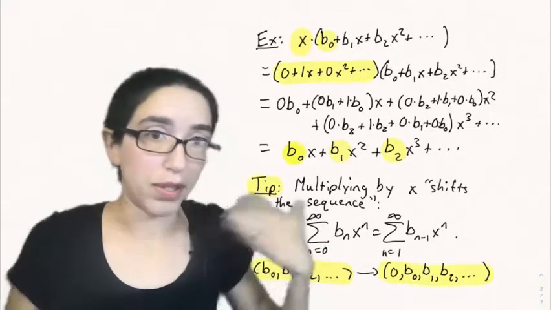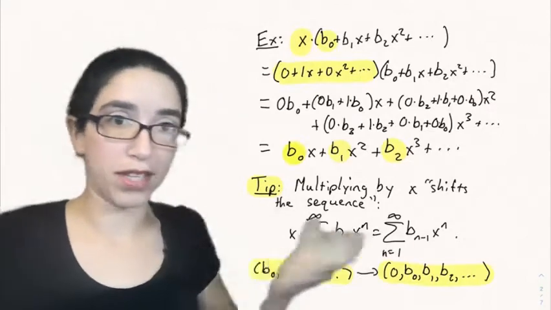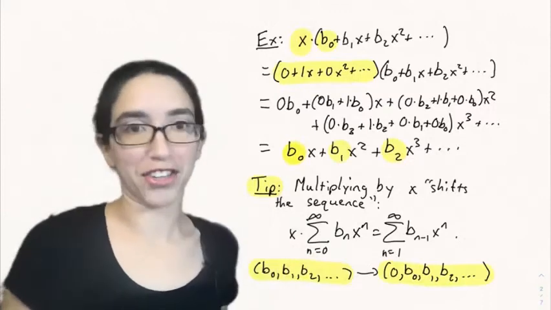So if you're looking at manipulating sequences and you want to shift the index, you might want to multiply the generating function by x.